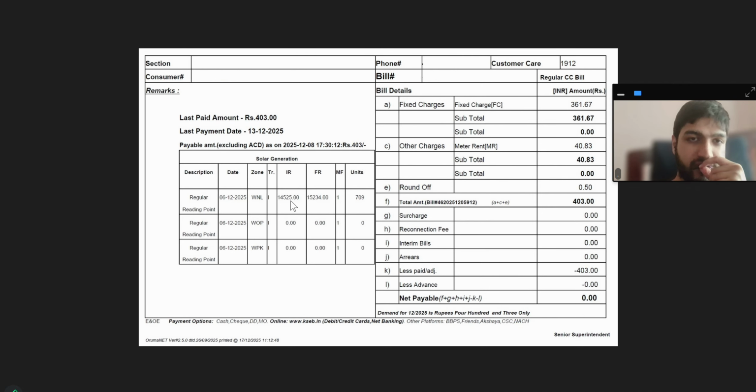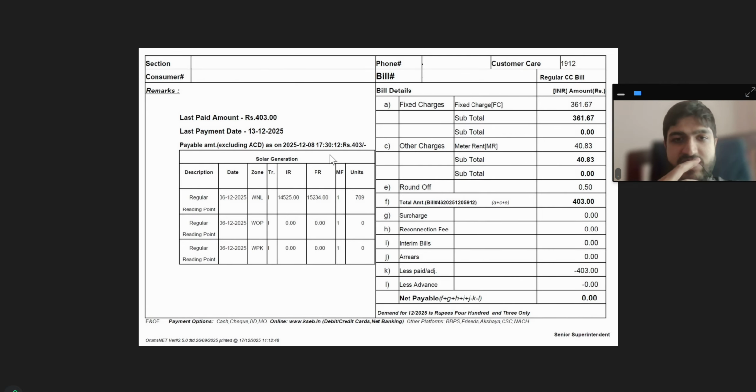The payable amount excluding ACD, accrued cash deposit, is not there. So excluding that, as on 8th of December 2025, that is what is calculated as 403.